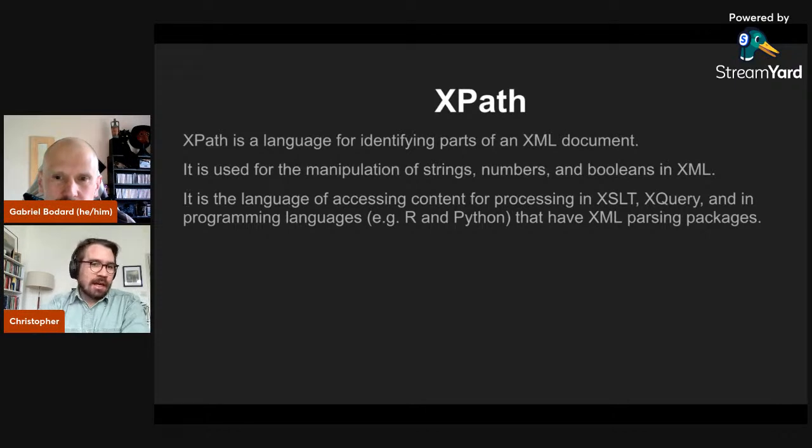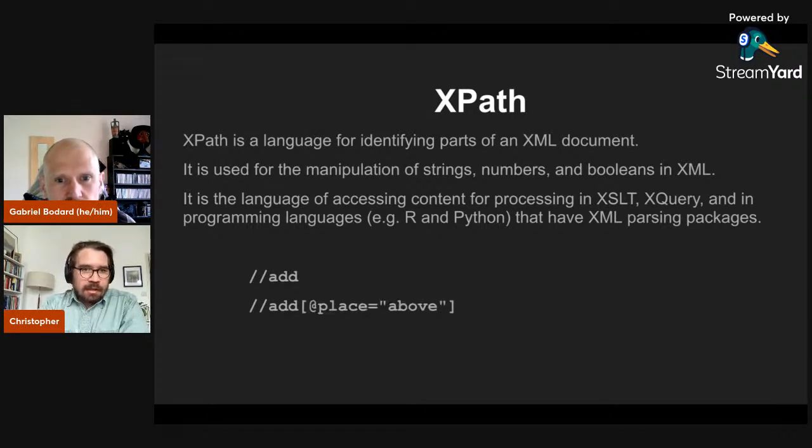But at this stage, it's not as much about presentation, but about analyzing what's in that XML document and processing it further. So we just saw some examples with CSS. Let's have a look at a few examples from XPath just to demonstrate this point. So this first example just says, find all add tags in an XML document. And the next example says, find all add tags that have the attribute place equals above in an XML document.